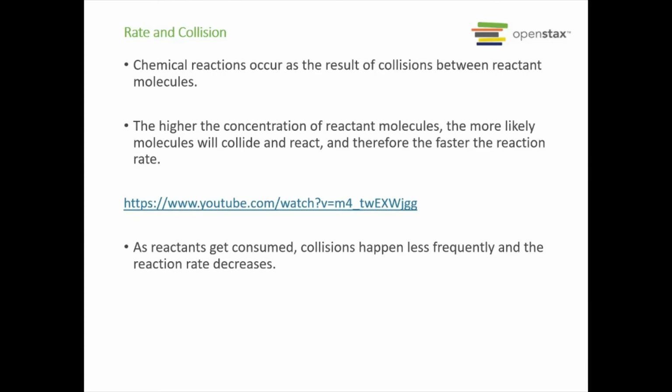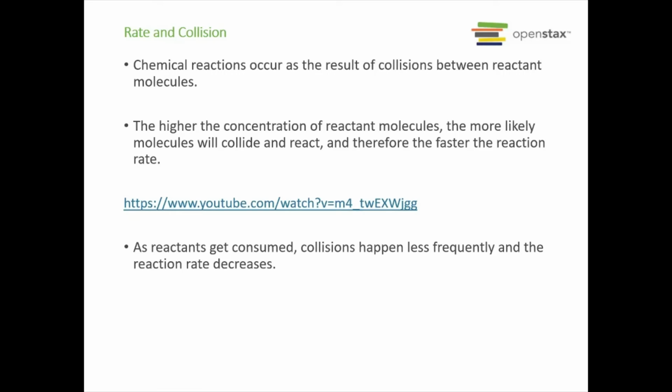So when it comes to collisions, chemical reactions are the result of collisions between your reactant molecules. So the reactants are hitting each other. They have to do it with enough energy and in the right orientation for that collision to be successful. So when you increase the temperature, things are moving faster, so you have a higher chance of collision. Surface area, you have more areas for them to interact.